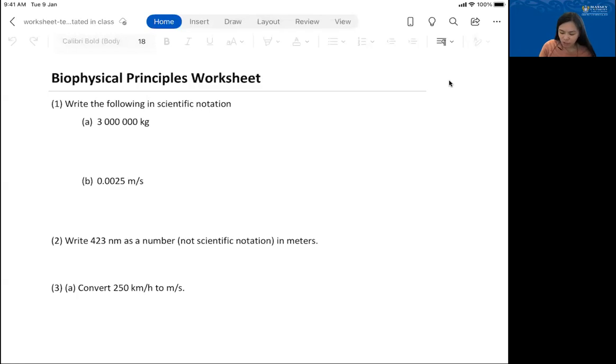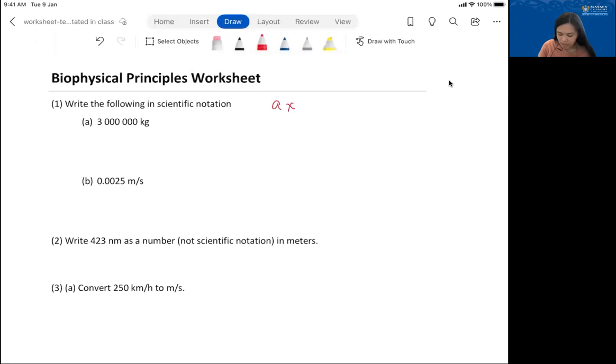So scientific notation, it's that form where you have a times 10 to the b, okay? And a should be a number between 1 and 9, including, of course, 1 and 9. And then b is the exponent. It can be both positive and negative, depending on where you move the decimal place to achieve a.